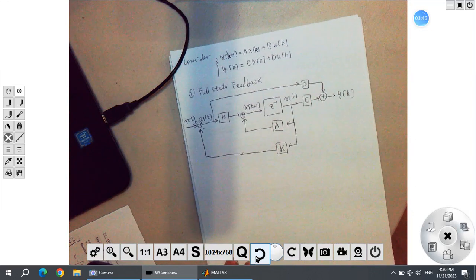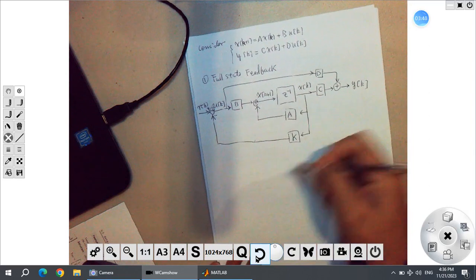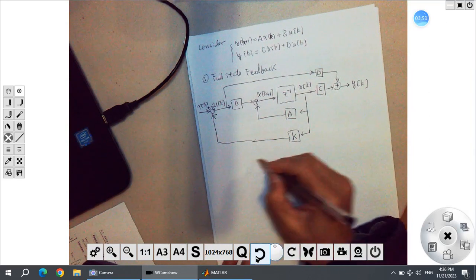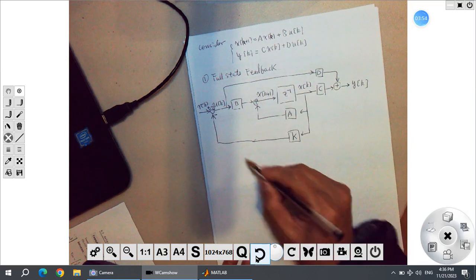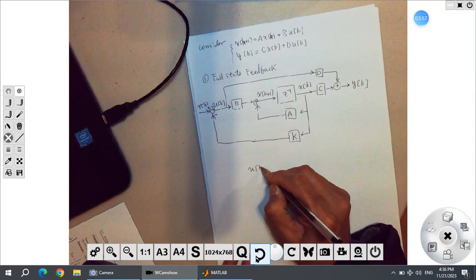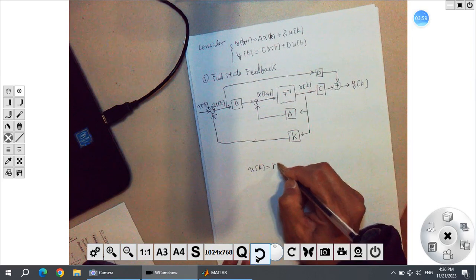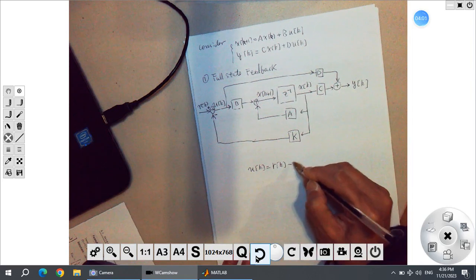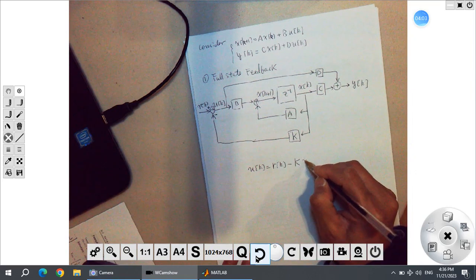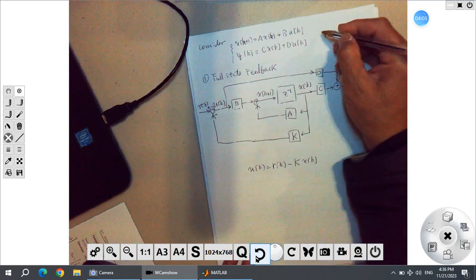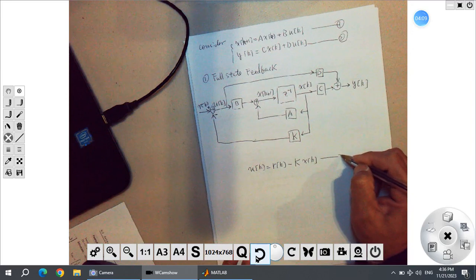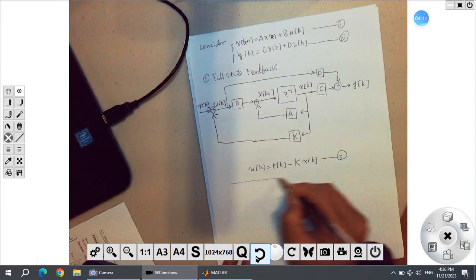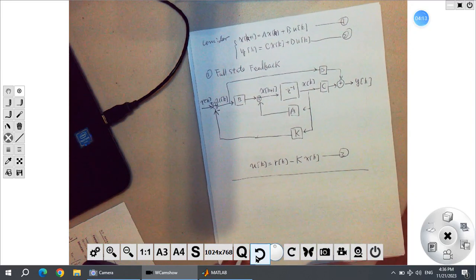By this feedback, now this is the structure. In equation form, rather than these two, we need a third one: u of k equal to r of k minus capital K times x of k. So this is like 1, 2, and 3. We have these three equations together, then we have a full state feedback.